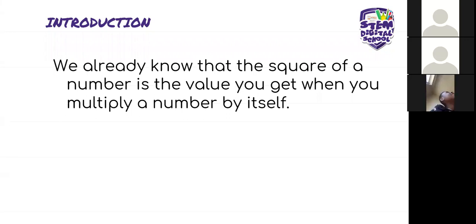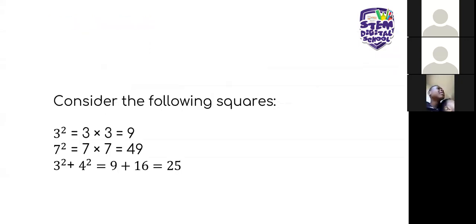Basically, that is what we did up to so far. We have been able to demonstrate the importance of multiplying a number by itself. So even today, we will do the same just before we proceed with our work in relation to square numbers, which exist in the Pythagoras theorem. So consider the following squares.